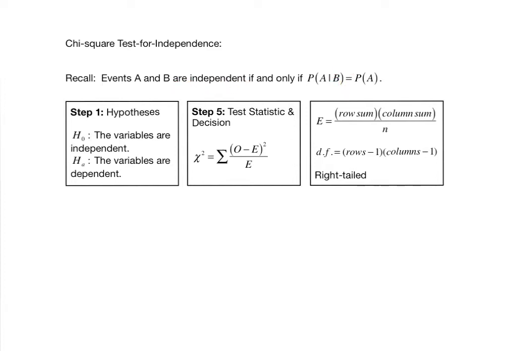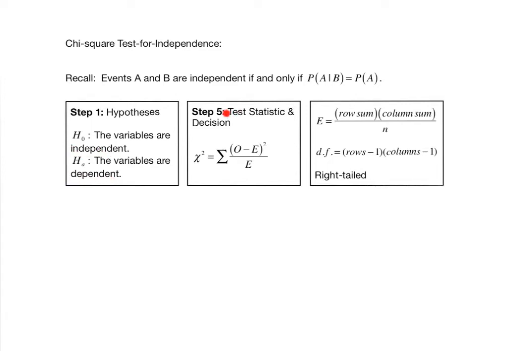So let's start looking at the specifics of the chi-square test for independence. It has some similarities and some differences from the chi-square goodness of fit test. So first, in step one, the null hypothesis is that the variables are independent of one another. And the alternative hypothesis is that the variables are dependent, because remember, your hypotheses need to be complements of one another, and the complement of independence is dependence.